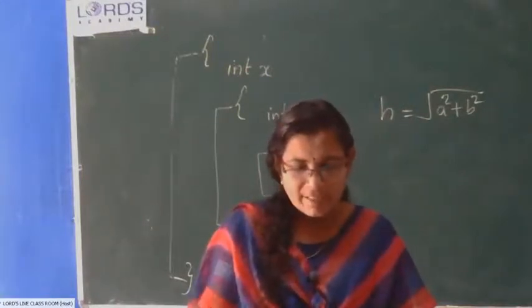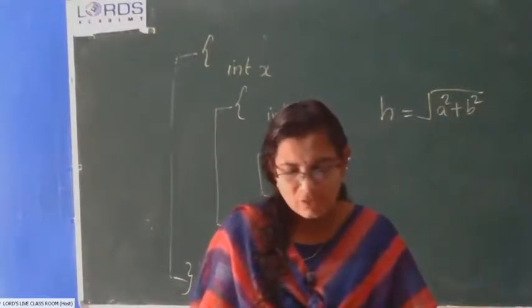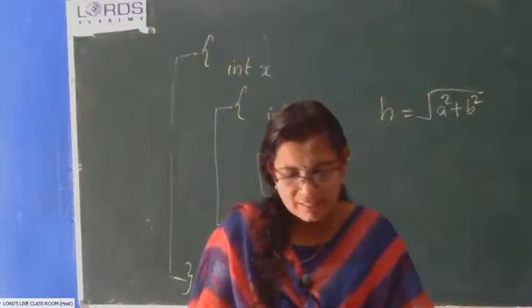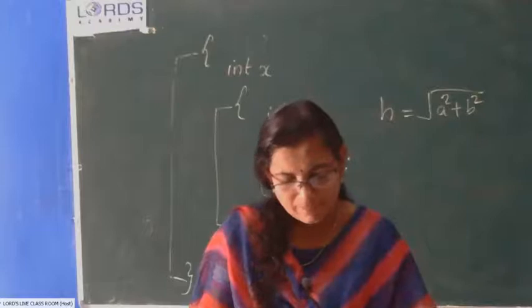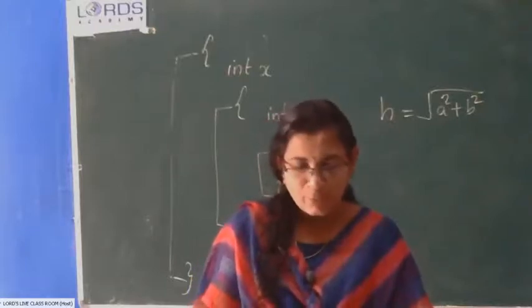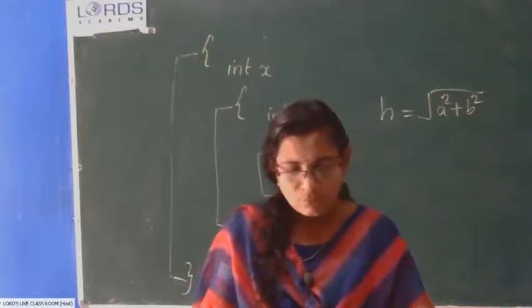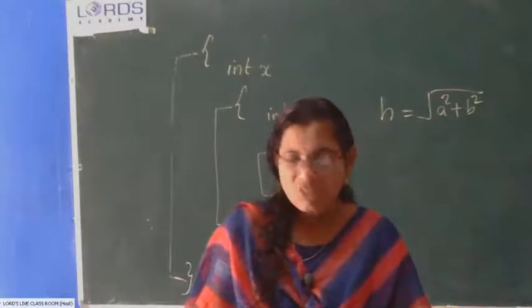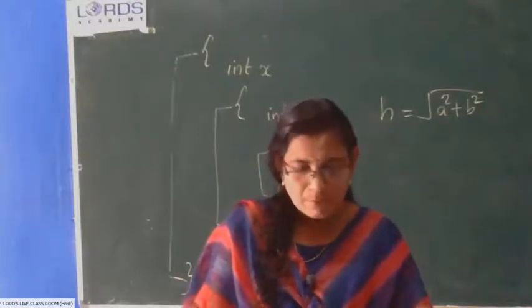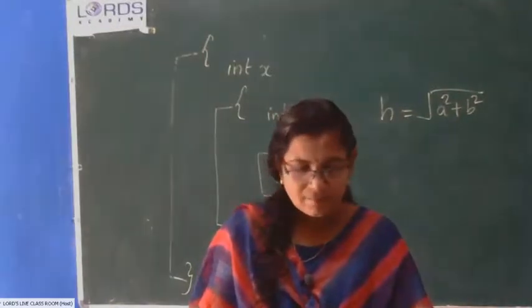Side 2 squared is side 2 into side 2. Hypotenuse squared is hypotenuse into hypotenuse. Return side 1 squared plus side 2 squared equal to hypotenuse squared. This function will not work. You have to provide the value for side 1 and side 2, isn't it? So as function argument, what you have to do? Public Boolean test right angle triangle.